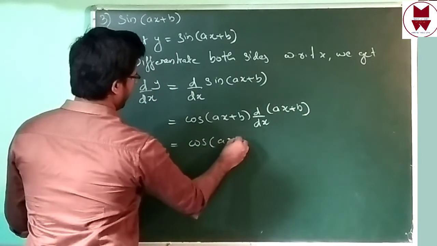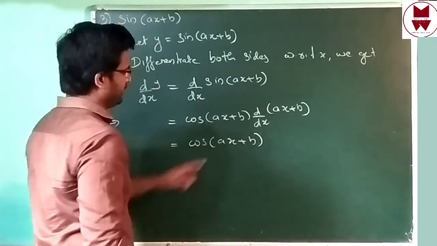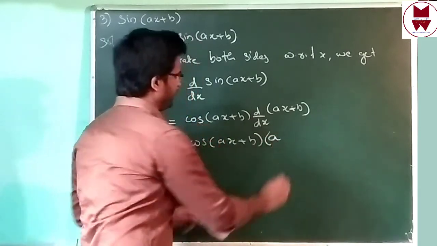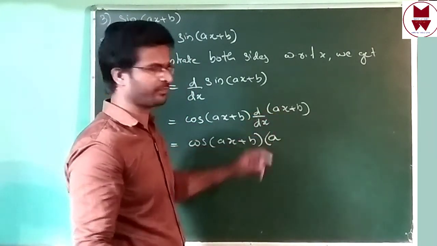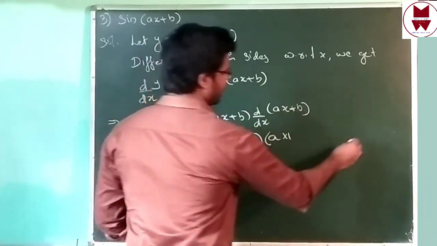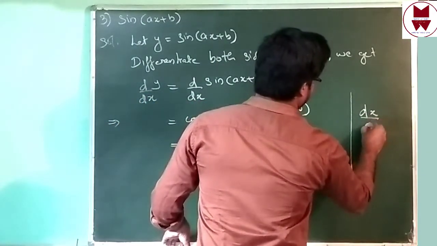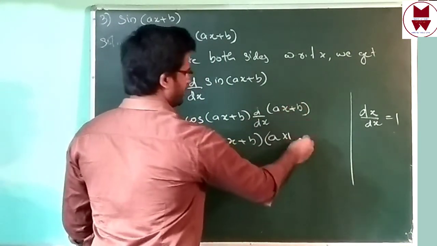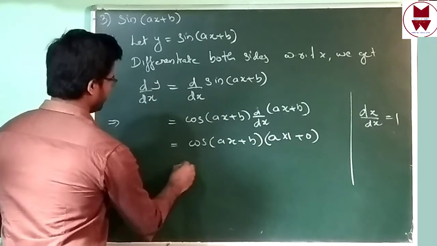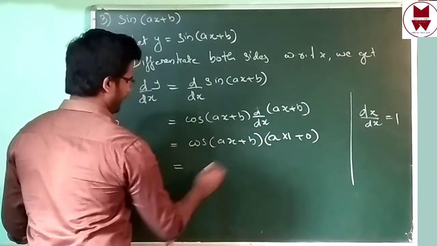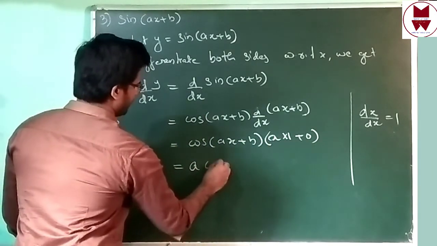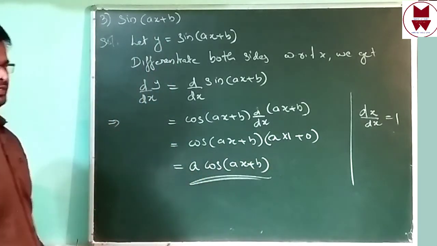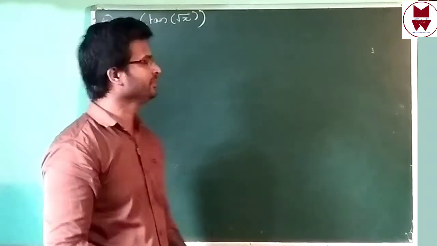Cos(ax plus b). Then d by dx of ax, then here we can write same as it is. D by dx of x is 1. Already we have written dx by dx equal to 1. Then d by dx of any constant will be 0. Then we can rearrange a into 1 as a. We can write first a cos(ax plus b). This is our answer. Now we can see question number 4.